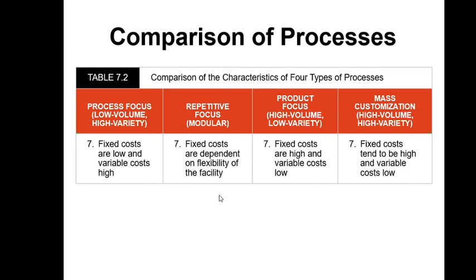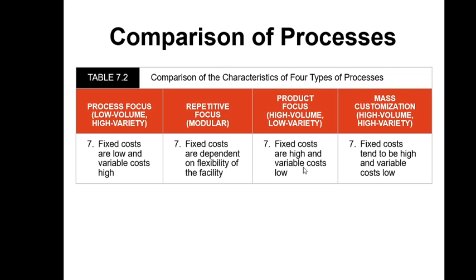And the last point that I have to mention here is that the fixed costs are low in the process focus, wherein the variable costs are high. In the repetitive focus strategy, the fixed costs depend on the flexibility of the facility, depending on the demand and the flexibility of your assembly lines. In the product focus, of course, fixed cost is always high, but variable costs are low. Why? Because we have here a massive production, a high volume. We are producing in high volumes.